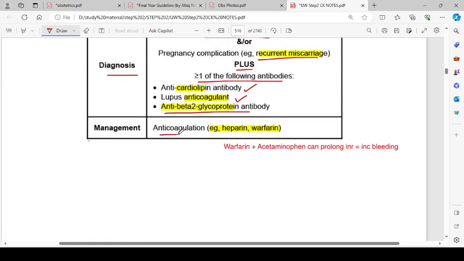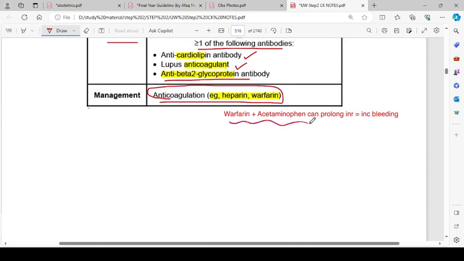How do we manage that? Anticoagulant, for example, heparin and warfarin is given. Warfarin plus acetaminophen can prolong INR, and if increased INR means that PT is elevated and there is increased risk of bleeding.